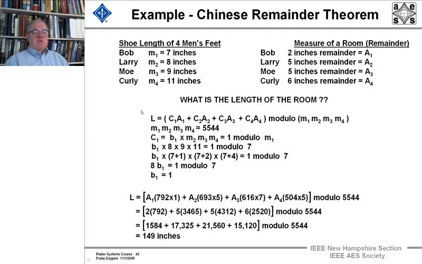But let's present the problem first before we talk about the solution. Just imagine you're in a room with 3 people as completely ignorant as I am, and I call them Larry, Moe, and Curly. So we've got Bob, Larry, Moe, and Curly. And we have shoes on. My shoe length is exactly 7 inches. Larry's is exactly 8 inches. Moe's is exactly 9 inches. And Curly's is exactly 11 inches. Notice they're all relatively prime numbers.